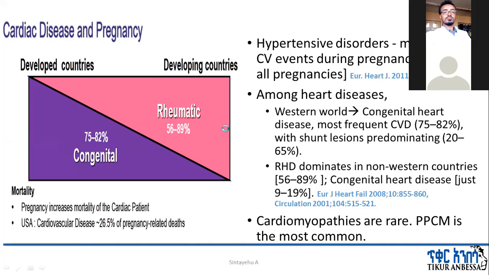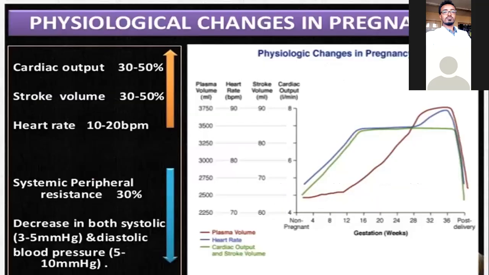whereas in developing countries like ours, still rheumatic heart disease predominates, and it accounts for 56 to 89% of the cases. And even in the US, excluding hypertensive disorders, cardiac diseases still account for 25% of maternal mortalities. So it is one of the most common causes of mortality according to the data from the Western countries.